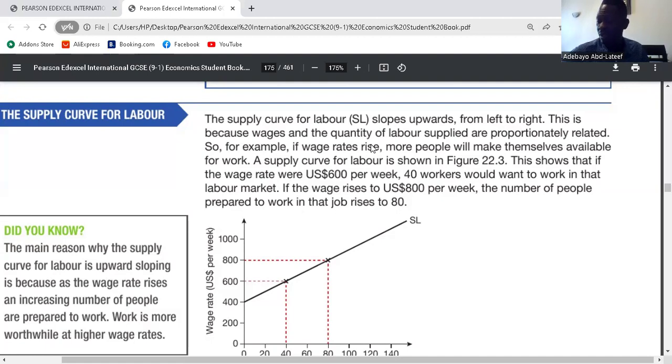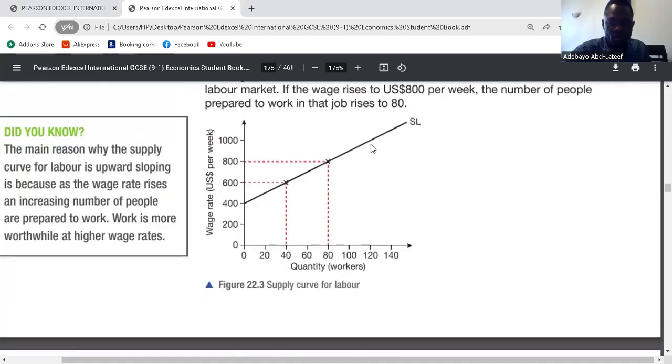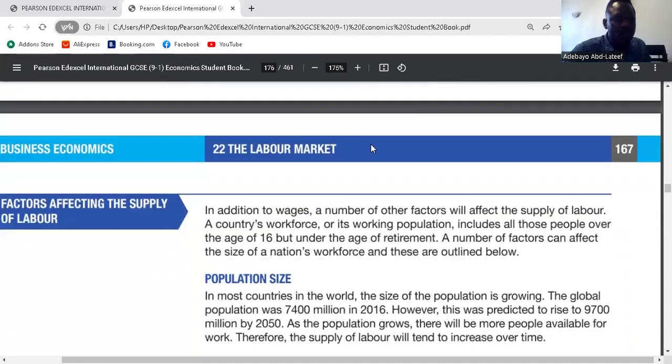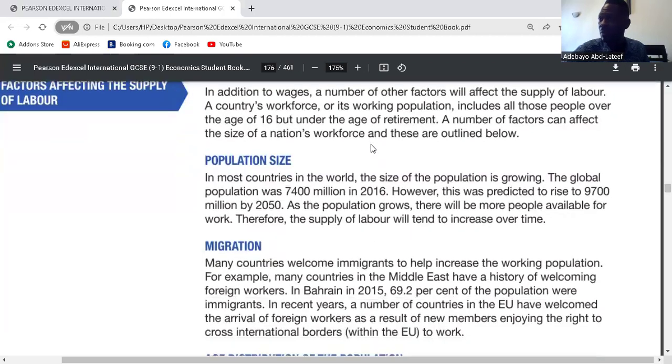If wage rate falls, people will not be willing to work. As a result of that, the supply of labor would fall. Is it clear? So that's why it's upward slope. Clear? Yes. Now go to factors affecting the supply of labor.